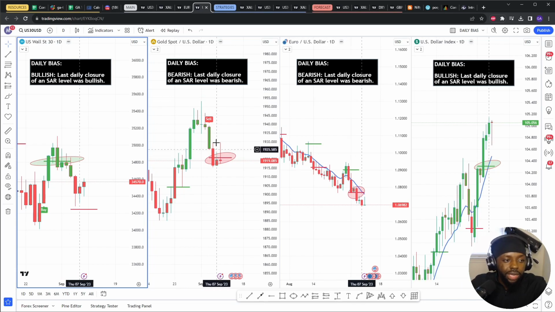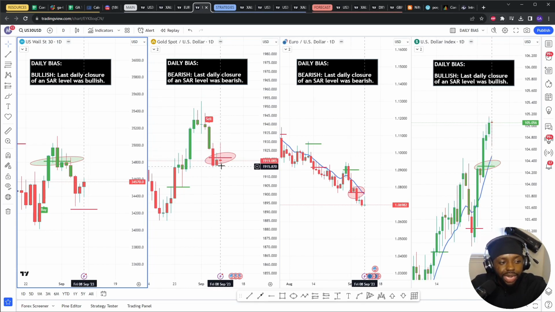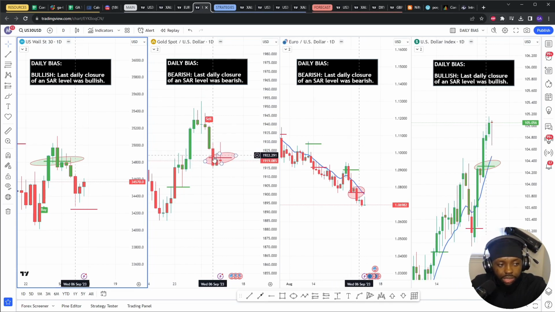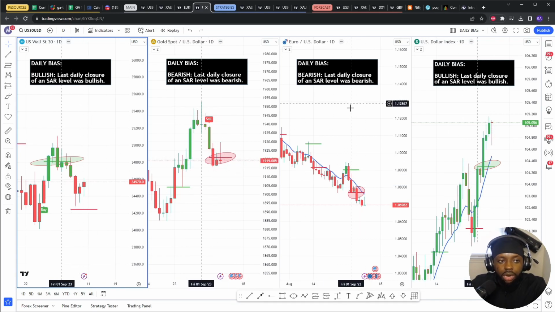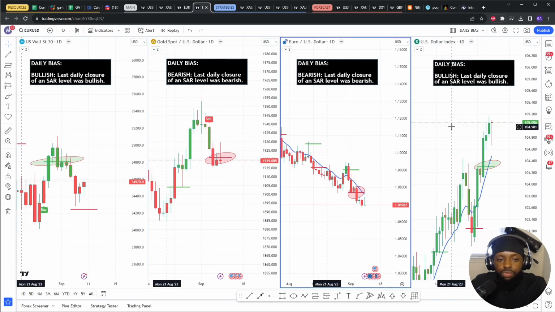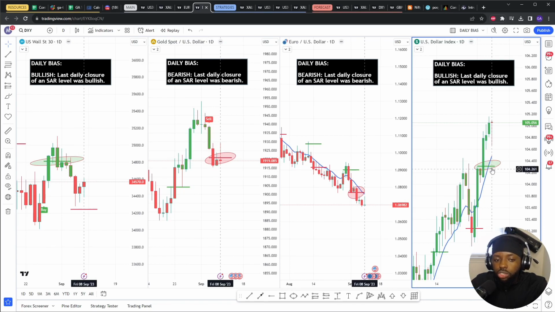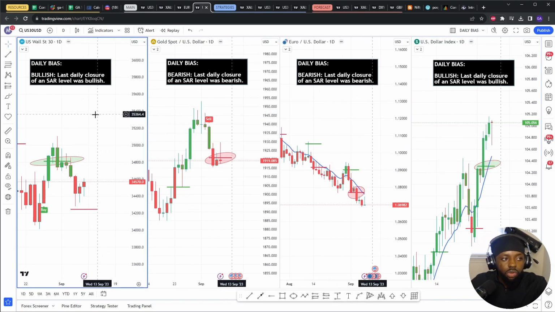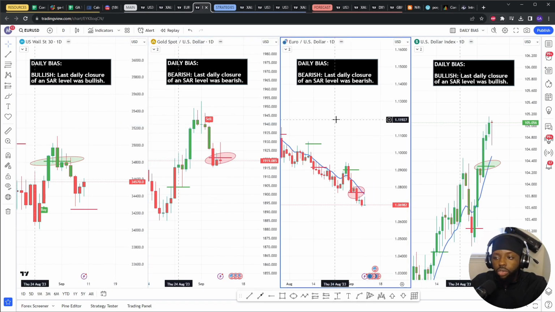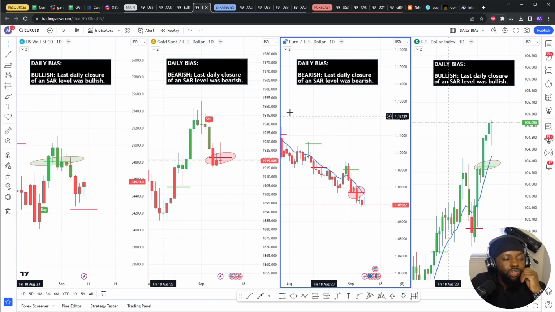Now for gold, I am bearish because the last closure, in this case below, was a red SAR or a sell SAR. Same thing for EU. Now for the dollar, I'm bullish because the last daily closure was bullish. Personally, I focus on US 30, gold, and EU. Those are the three instruments that I mostly trade, but you can use the same logic for any other instrument that you trade.